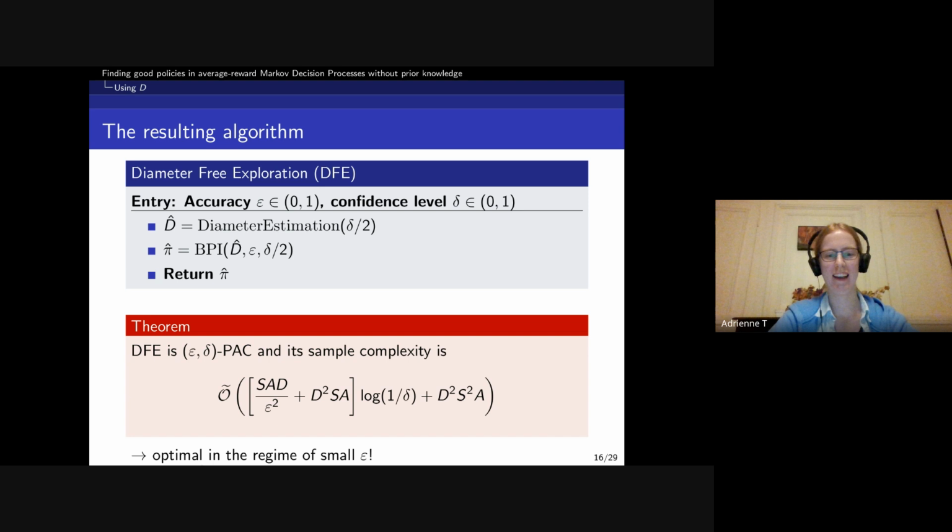If you look at the small epsilon regime, then the only term that remains, the dominating term, is going to be SAD over epsilon squared times the logarithm of 1 over delta, which is actually the lower bound. And so here we have an algorithm that is basically just smushing blocks together, which is optimal in the regime of small epsilon, which is already something, and this algorithm is doable without requiring prior knowledge of H.